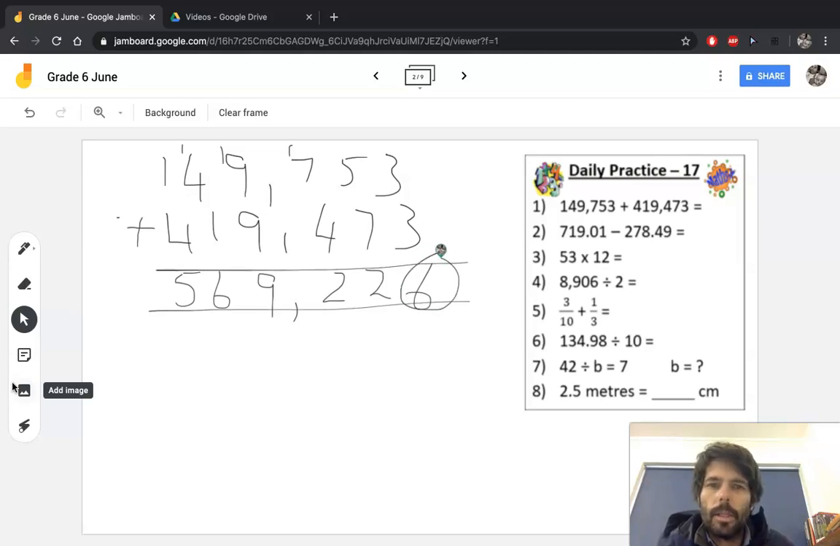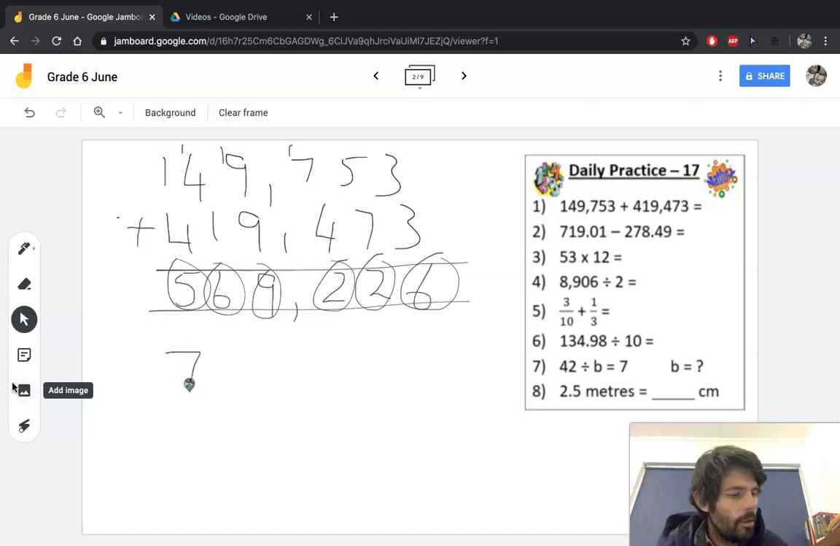Thousands column. 6 is in the thousandth column. 2 is in the 10th column. Sorry, 100th column. That 2 is in the 10th column. And then obviously units, tens, and hundreds. Okay, just a little recap of place value for you.